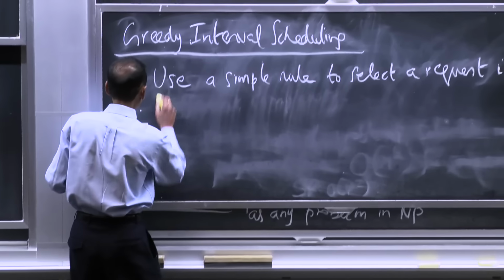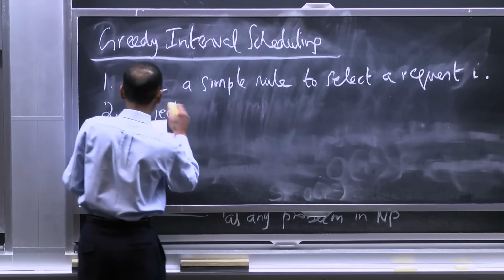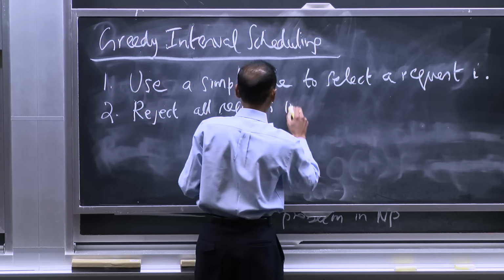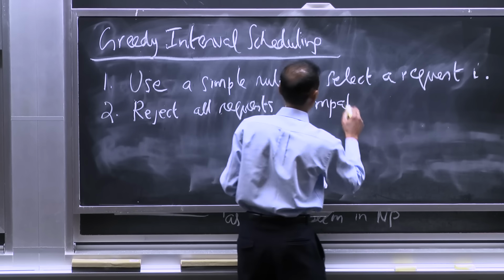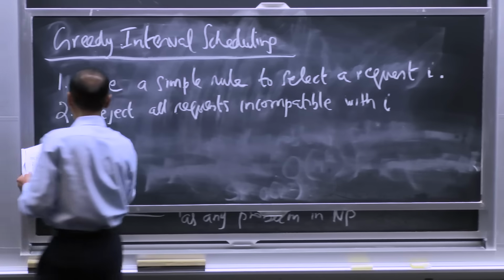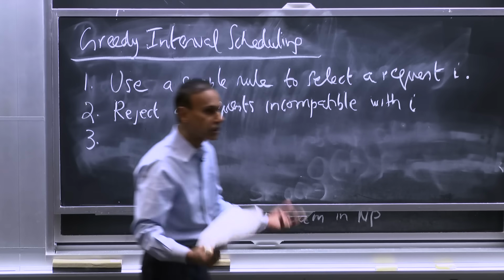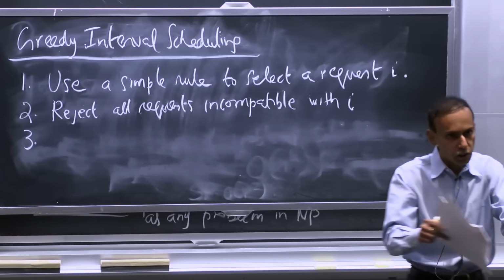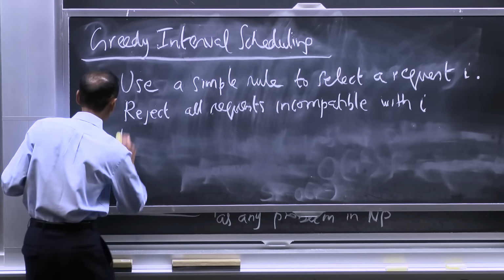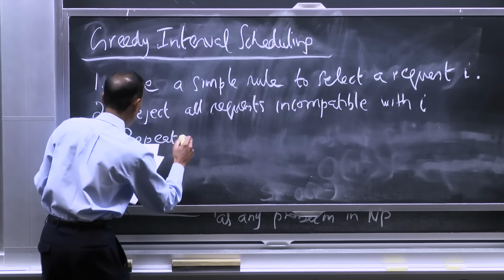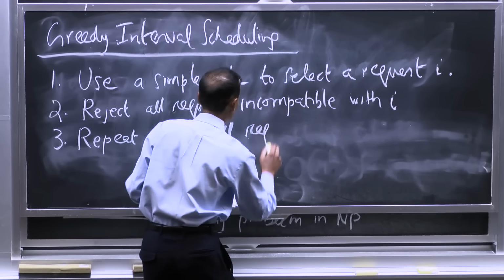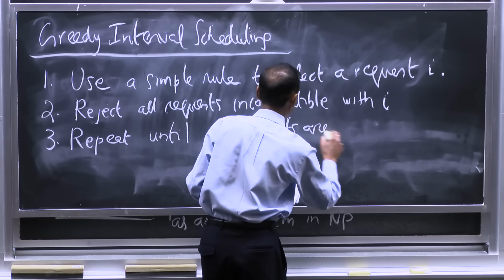in a step here, and what that means is that we have to reject all requests that are incompatible with I. Okay. And at this point, because we've rejected a bunch of requests, our problem got smaller. Okay? And so you now have a smaller problem, and you just repeat, go back to step 1 until all requests are processed.